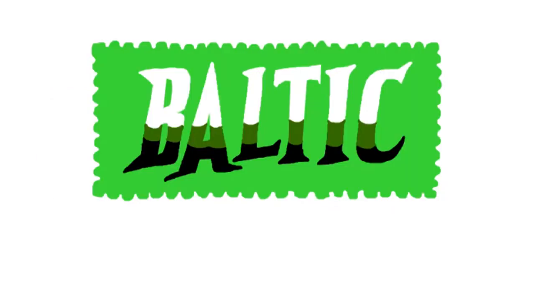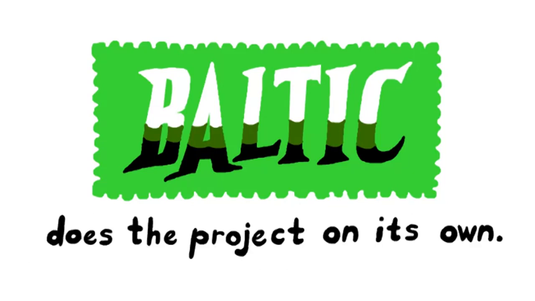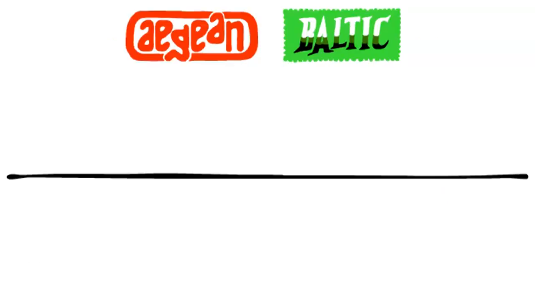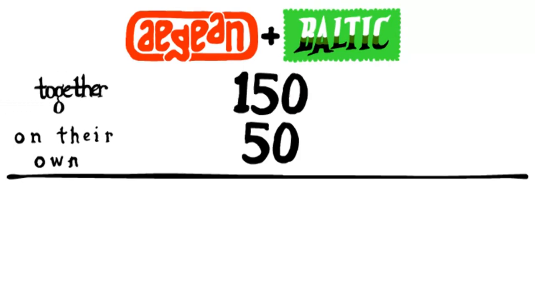Baltic, on the other hand, can benefit 200 at a cost of 150, netting 50. It's worthwhile for Baltic to do the project on its own. Thus, the net benefits look more like this. Without an agreement, Aegean and Baltic can jointly reap benefits of 50. They can increase their gains from 50 working solo to 150 by working together.